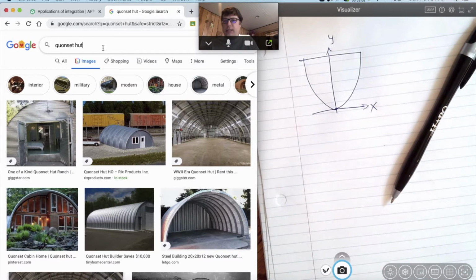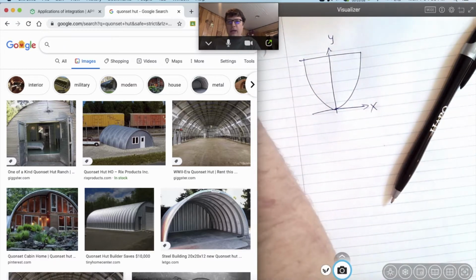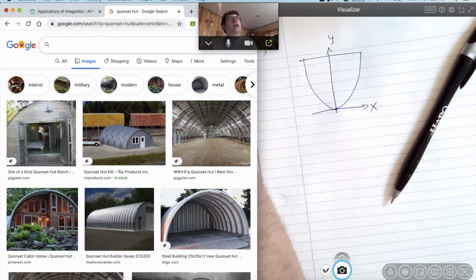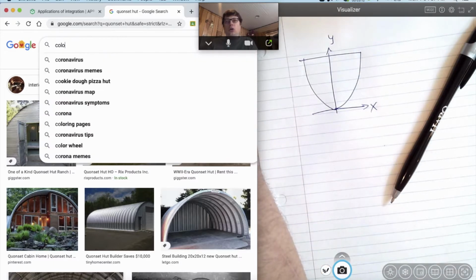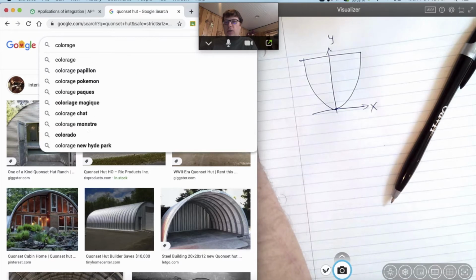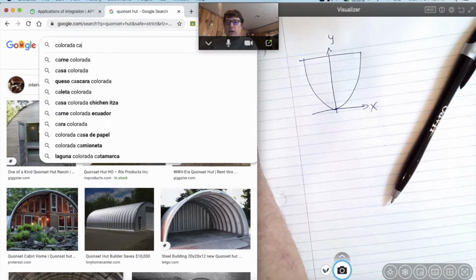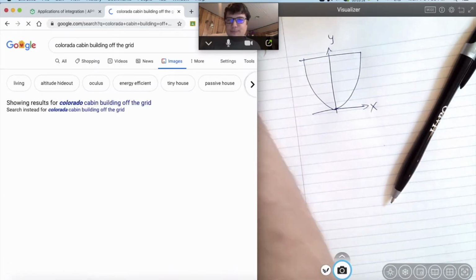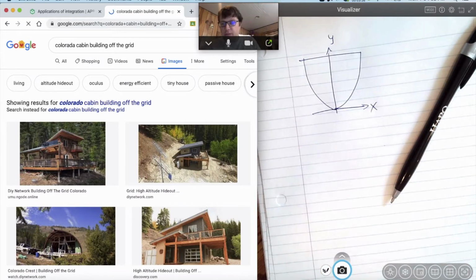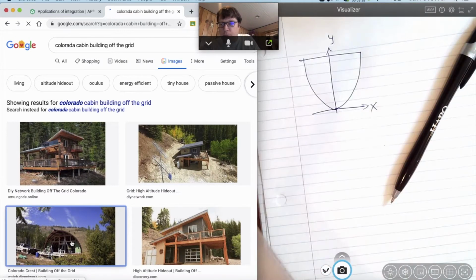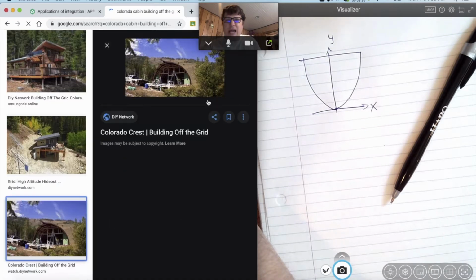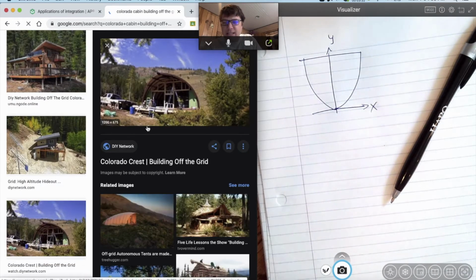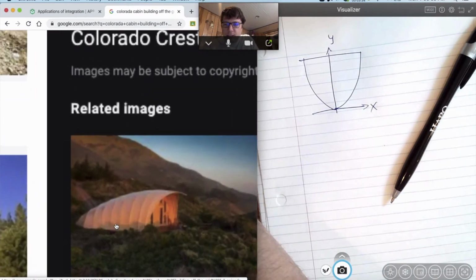So less of a Quonset hut and more like this one, the Colorado Cabin. My favorite show that I like to watch right now is Building Off the Grid. Yeah. As always, feel free to scroll. This was so dope. This episode was like, these people have that much money to spend on that? Ridiculous. You see it right there?